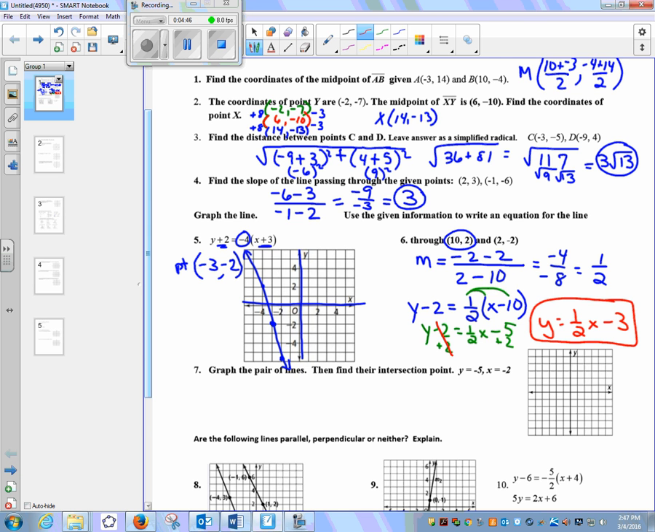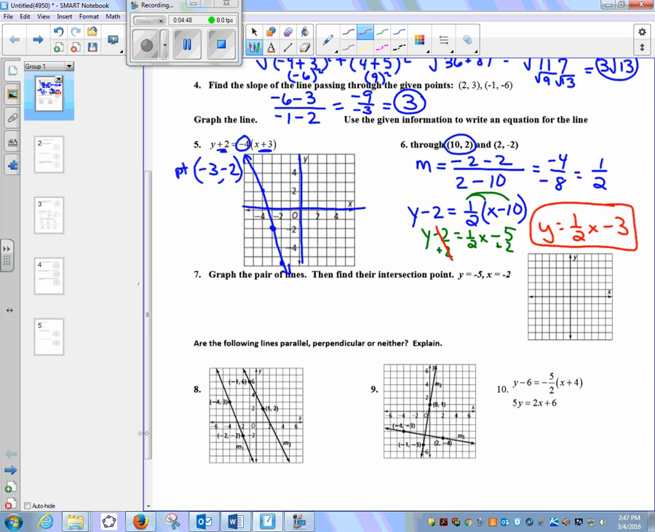Number 7, graph the pair of lines. When we have one line is y equals and one line is x equals, one's horizontal, one's vertical. This one is horizontal because it goes through the y-axis at negative 5. And this one is vertical because it goes through the x-axis at -2. The point where they intersect, of course, is going to be the point -2, -5. X is -2, y is -5.